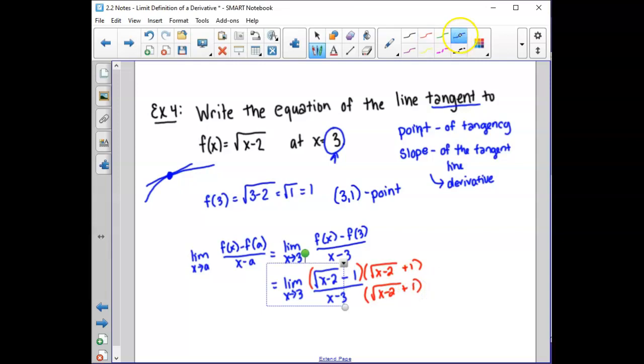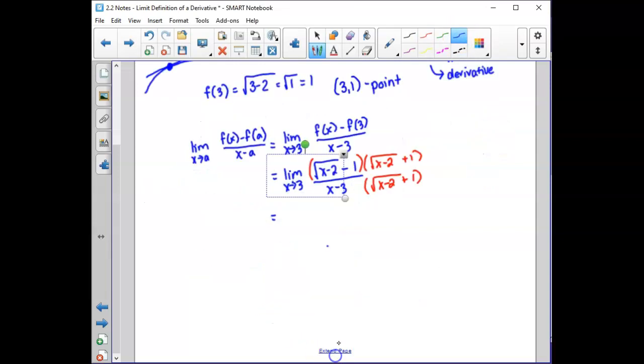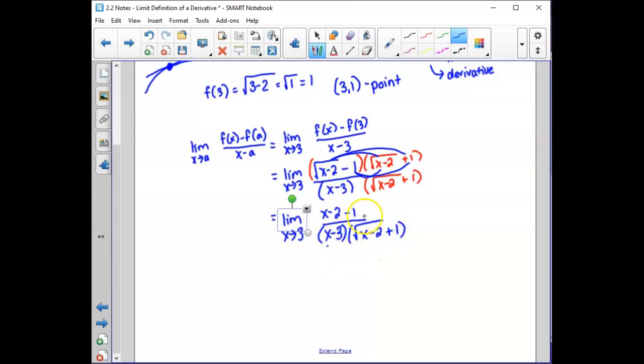Whenever we do that, we are going to get the limit as x approaches 3. We're going to distribute here. That's going to give us x minus 2. When we distribute here, we get plus 1 times the square root of x minus 2, and then minus 1 times the square root of x minus 2, which causes those middle terms to cancel, which is what we want to happen every time. And then negative 1 times 1 is minus 1, all over x minus 3, and I'm going to put some parentheses here, times the square root of x minus 2 plus 1.